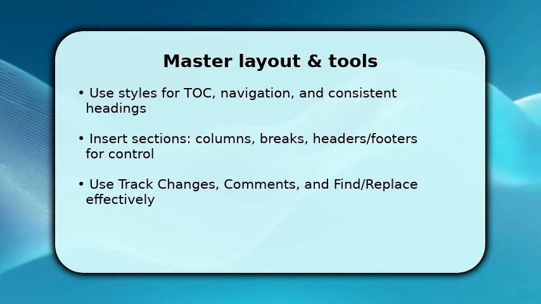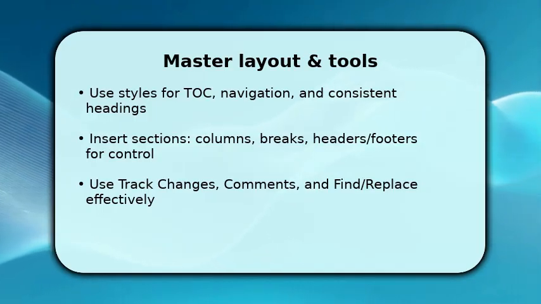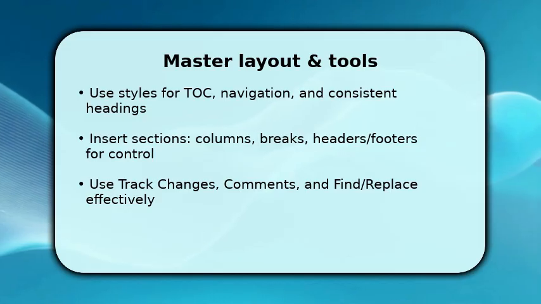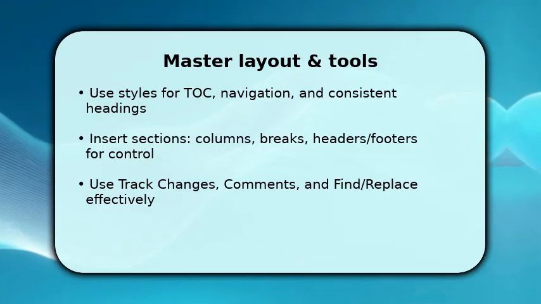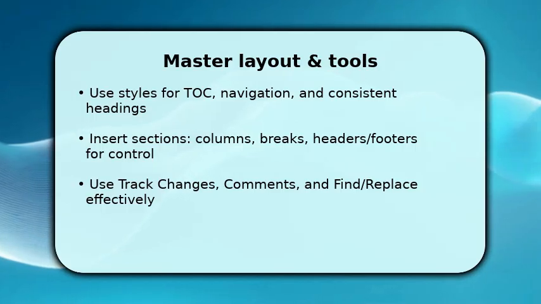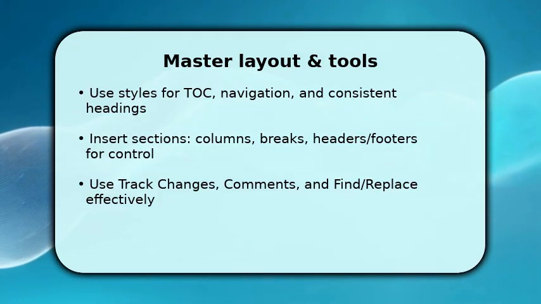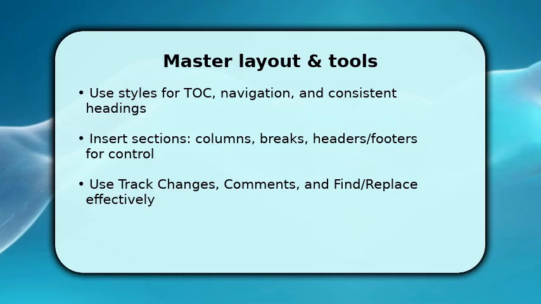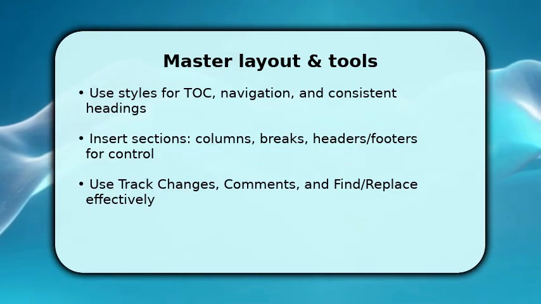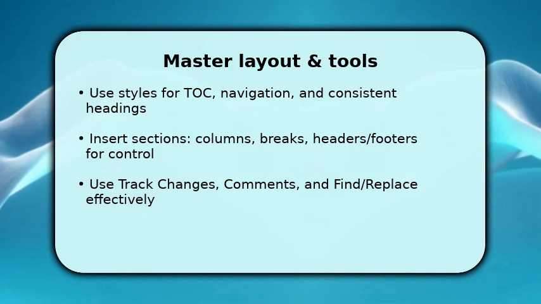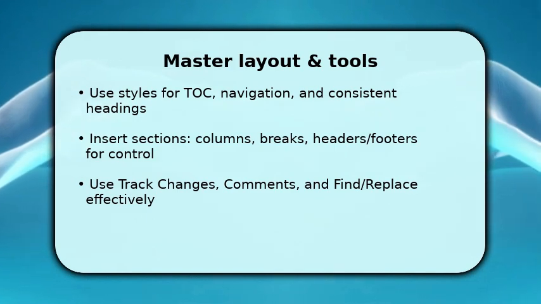You now build the document layout. Apply styles to generate a table of contents and enable the navigation pane so you move sections quickly. Then insert section breaks for different headers, footers, or page orientations. This keeps formatting isolated and predictable. Use columns and the paragraph dialog for tight spacing control. Meanwhile, turn on track changes and comments during edits, and use find/replace with wildcards for bulk fixes. These steps let you execute complex formatting without breaking the whole document.